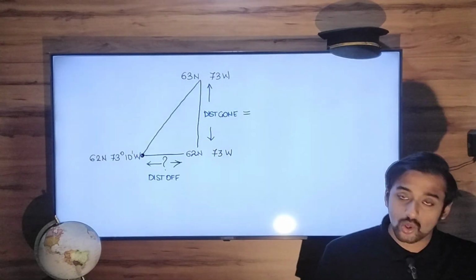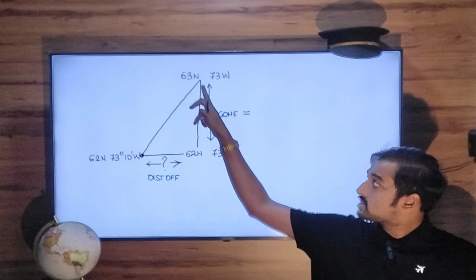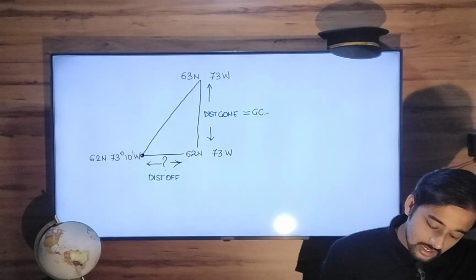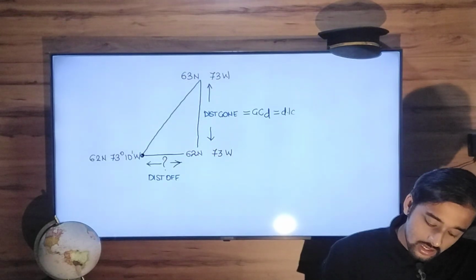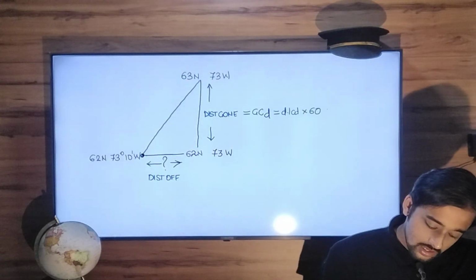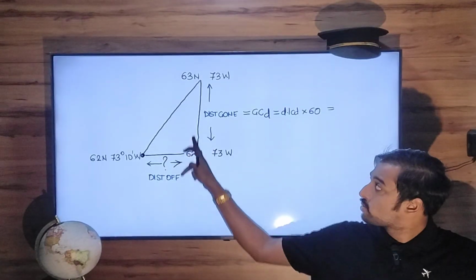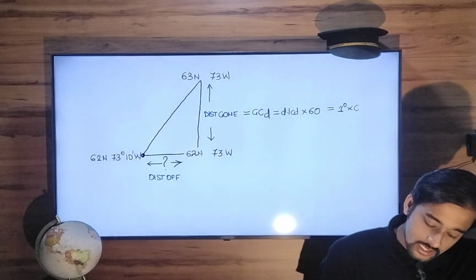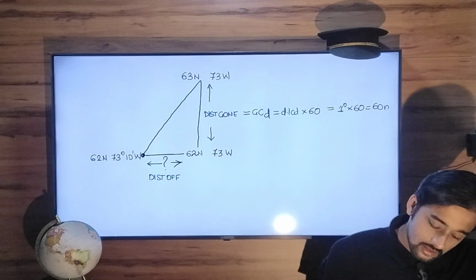So what is distance gone? Now distance gone is great circle distance. The difference between latitudes into 60. So the difference between these two latitudes is 1 degree into 60, which is 60 nautical miles.